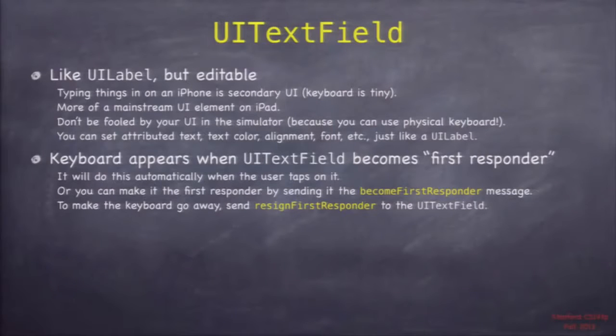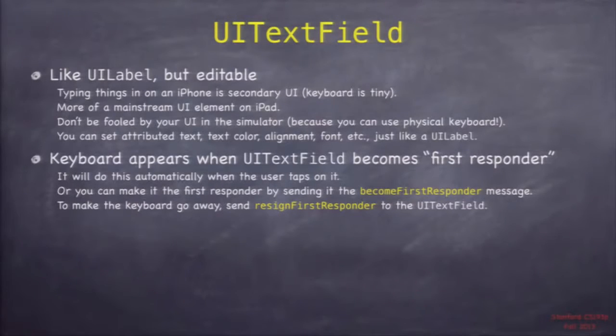One thing that's interesting about a UI text field, of course, is that when you click in it, the keyboard appears. Now, we didn't really talk about how this keyboard appears when we talked about UI text view, but how does that work? The answer is there's a method called becomeFirstResponder that, if you send it to a text field, will cause the keyboard to appear. So this is a method you send to the text field. You can also send it to a text view. And when you do that, the keyboard will appear.